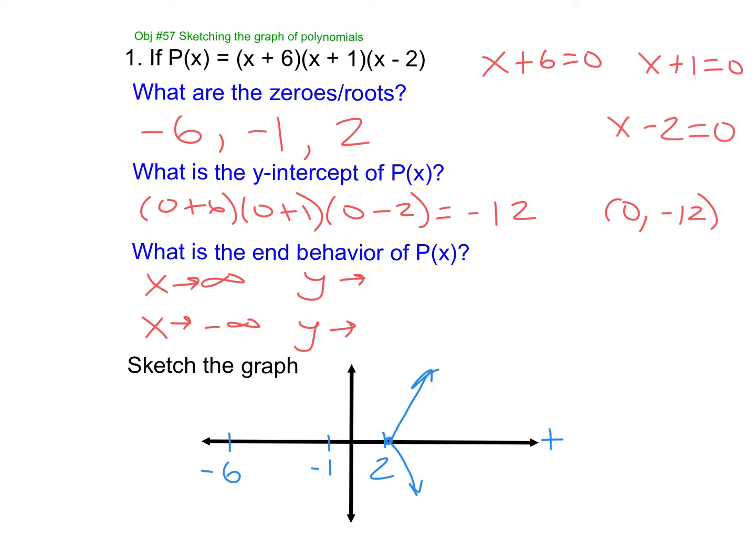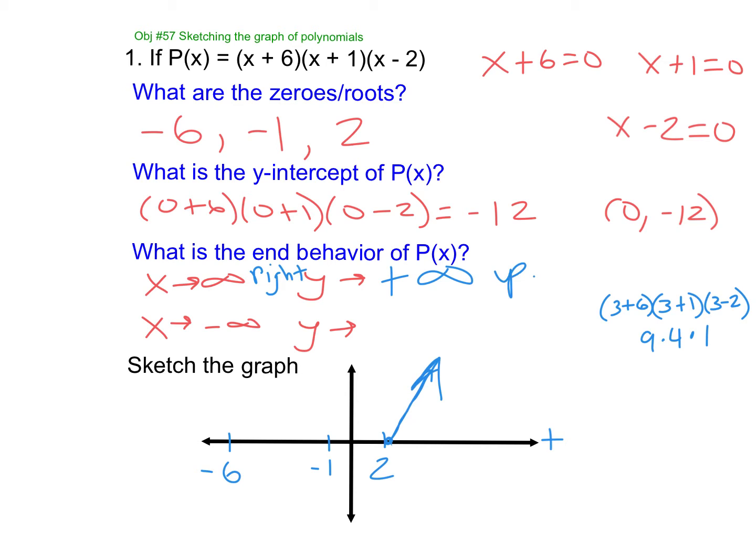So if we plug in 3, I get 3 plus 6 times 3 plus 1 times 3 minus 2. And you can plug this in your calculator. That's 9 times 4 times 1. That's 36. So that's a positive number. That means it's going up. So I'm going to erase the bottom part. I now know that on the far right, after 2, 3 is up. So it's positive infinity. As we go to the right, our y value is going up.